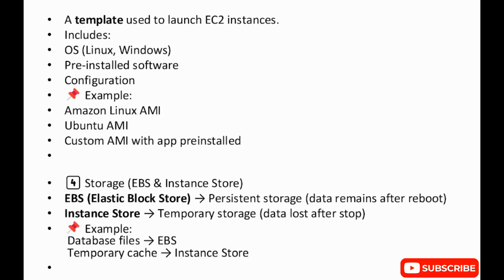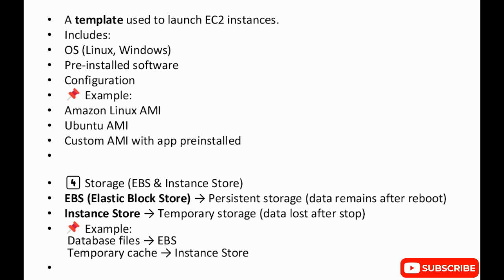These are the components of EC2. Next one is storage, which is EBS and instance store. EBS is the Elastic Block Store. It is persistent storage, meaning data remains after reboot. Instance store is temporary storage, and data is lost after stop. Once you reboot your system, the data will be lost. So this is the instance store, which is temporary storage of data.